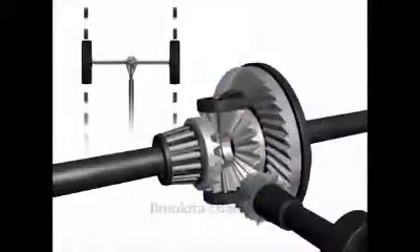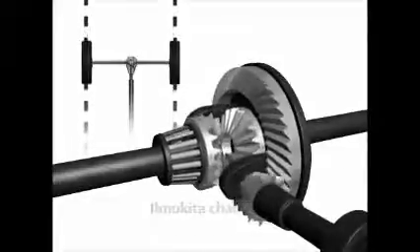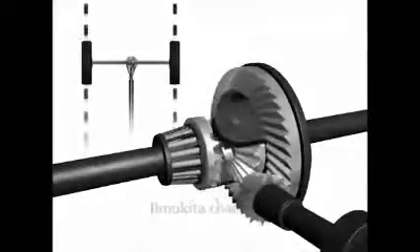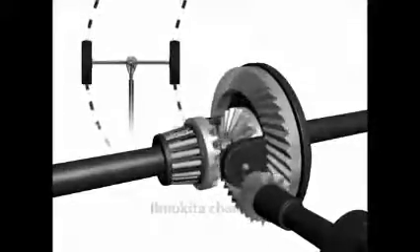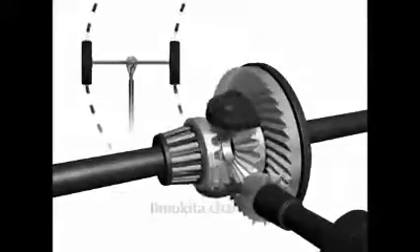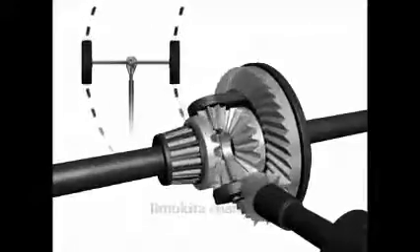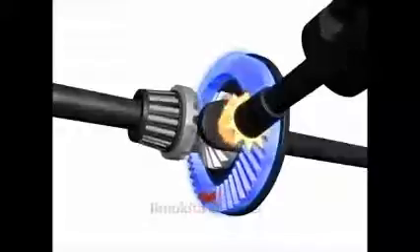When the vehicle is traveling straight, the left and right axles turn at the same speed. When the vehicle is turning, the difference in rotating speed between the two axles is compensated for by the differential gears. Notice that the pinion gear turns at a different speed than the ring gear.